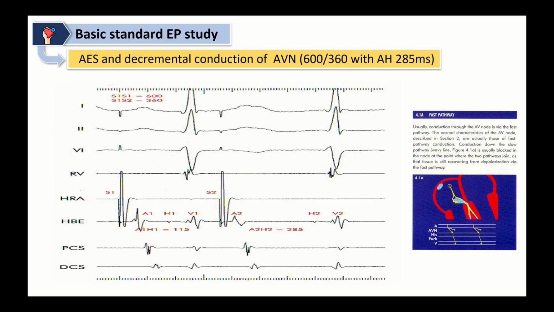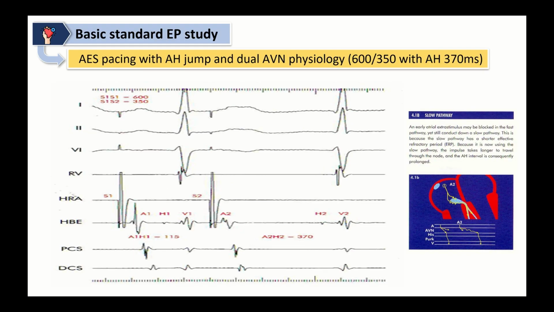When we give S2 at 370, we can measure the AH interval, 275. Let's give S2 at a shorter coupling interval of 360. We can see AH becomes prolonged, 285. What happened? More decrementation, because the fast pathway will decrement when we give S2 at a shorter coupling interval. It's the concept of nodal conduction. Now let's give S2 at a shorter coupling interval, 350. What happened? AH jump. What does it mean?